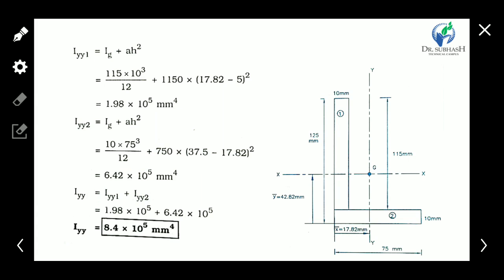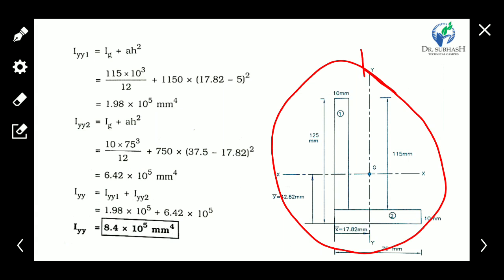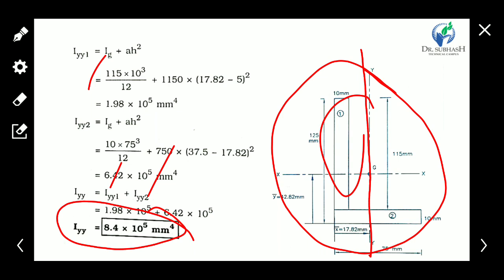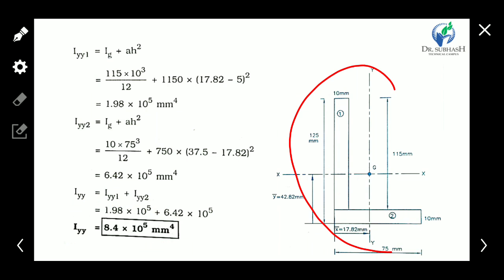Now we know that for the total moment of inertia about y axis, what we have to do? We have to sum the moments of inertia about y axis of all elements. So the summation of Iy1 and Iy2 gives a total value of 8.4 into 10 raised to 5 mm raised to 4, which is the total moment of inertia of this L section about y axis. So I hope that you very well understand how to find the moment of inertia about x axis and y axis with the help of the parallel axis theorem.